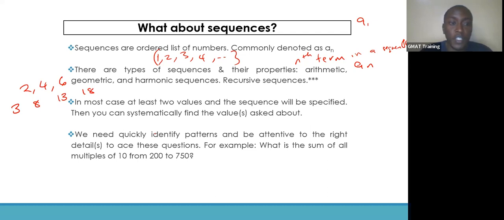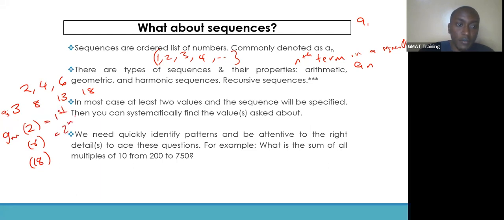For the geometric, this is where you have numbers multiplied together. For example, the first term is 2, the second term is multiplied by 3, that should be 6, the third term multiplied by 3, that should be 18. That's how a geometric sequence is built. So this is an arithmetic sequence, this is a geometric sequence. We have the first, the second, the third.